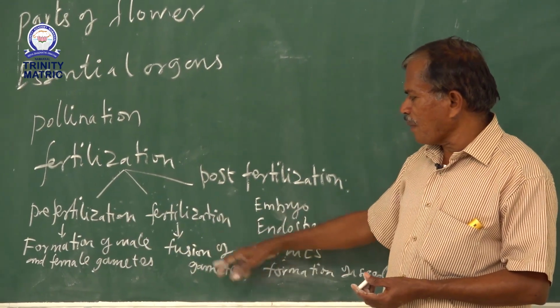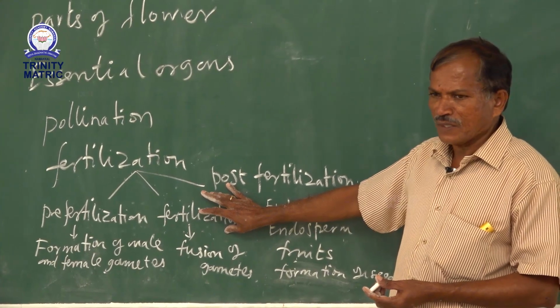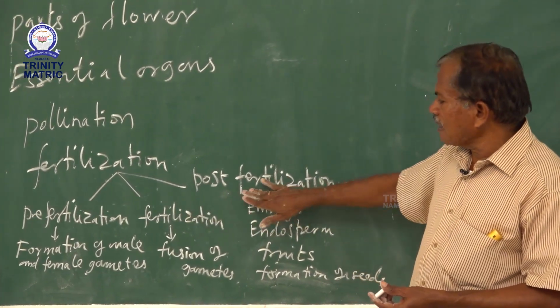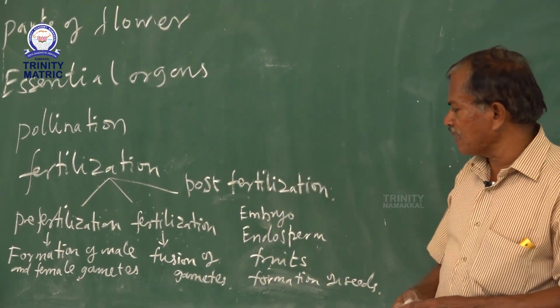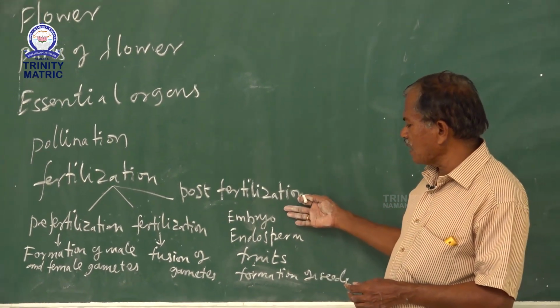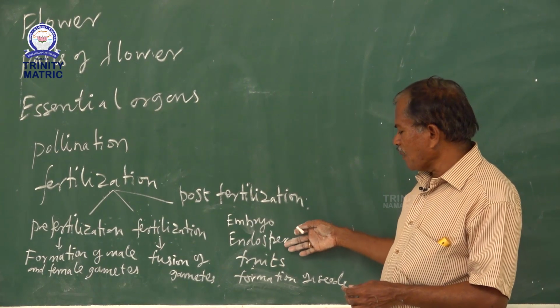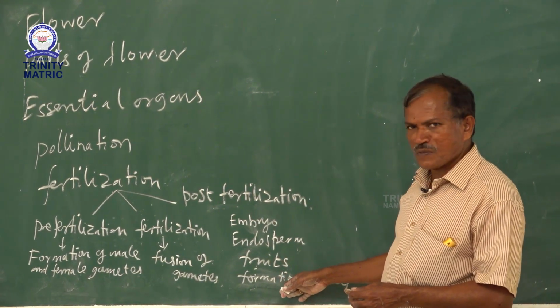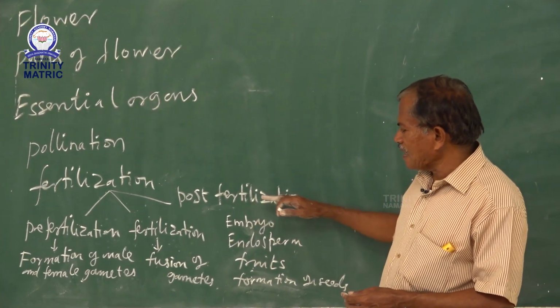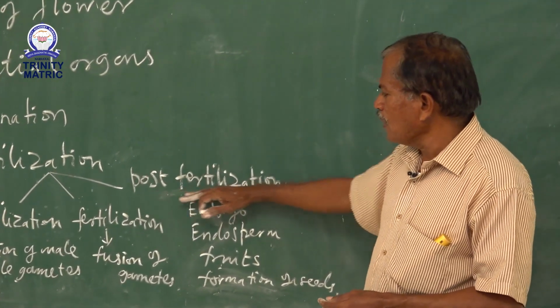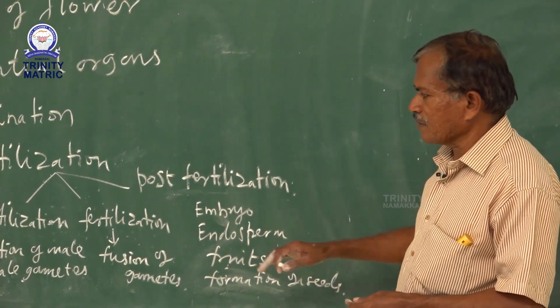The fusion of gametes is called fertilization. Then the changes that occur after fertilization, namely embryo formation, endosperm formation, fruit formation and seed formation, are developed after fertilization. These come under post-fertilization.